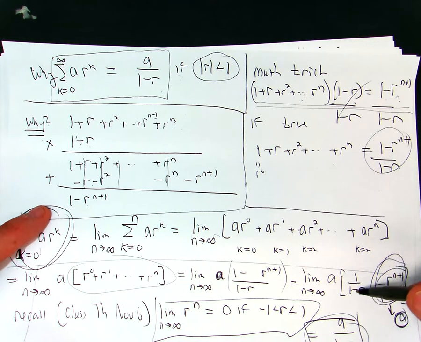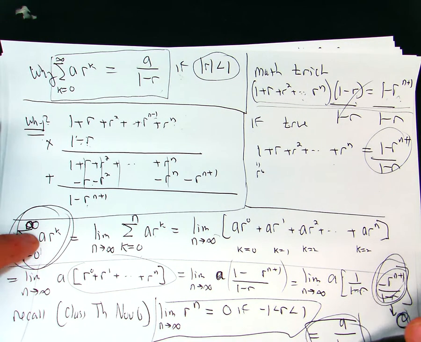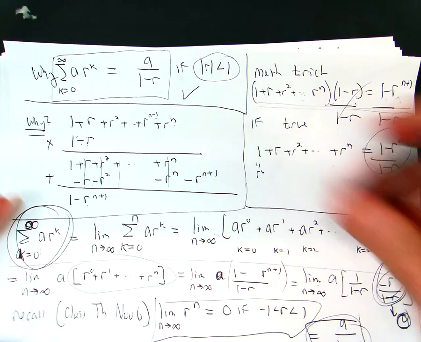And that's all I'm left with. When I take this limit, there's no n's anywhere, so it's just a over 1 minus r. This is equal to that. And I hope that makes sense.